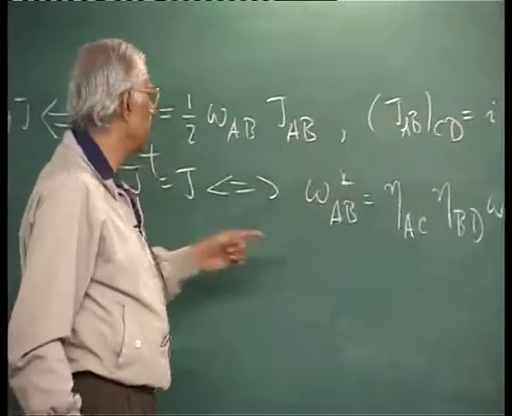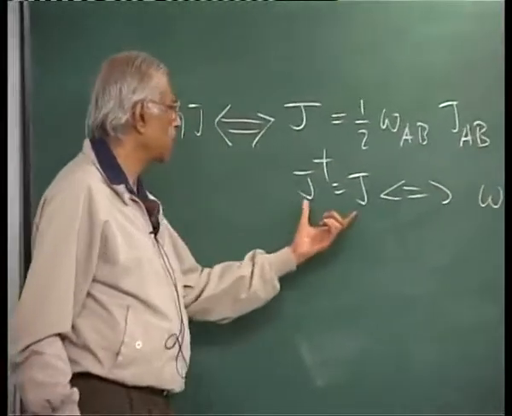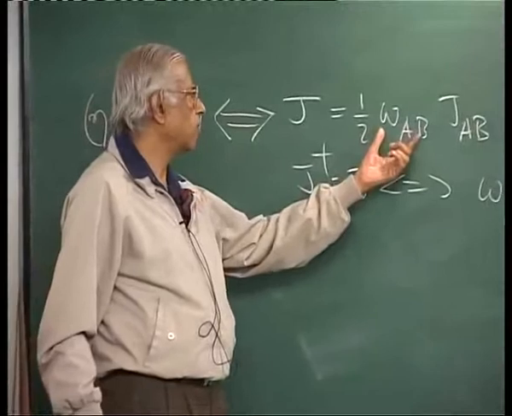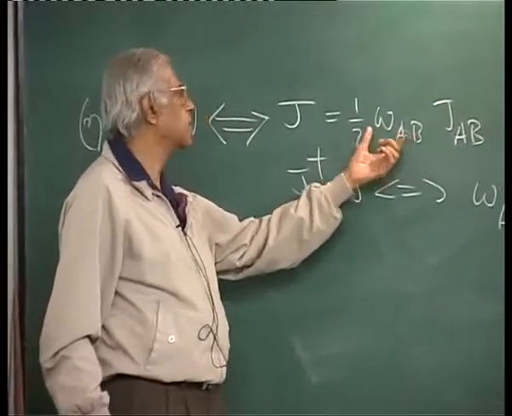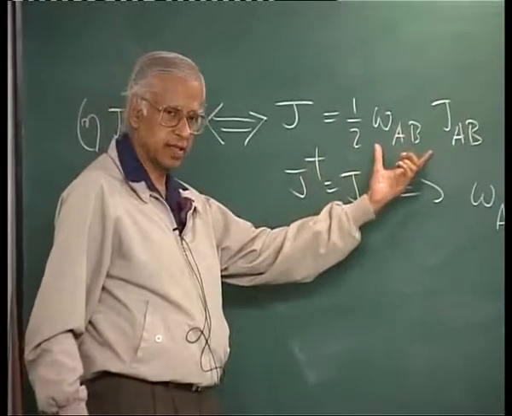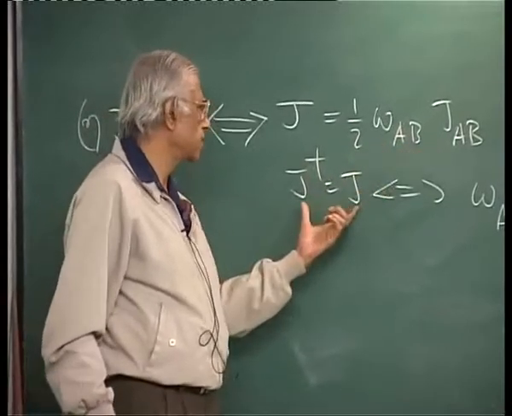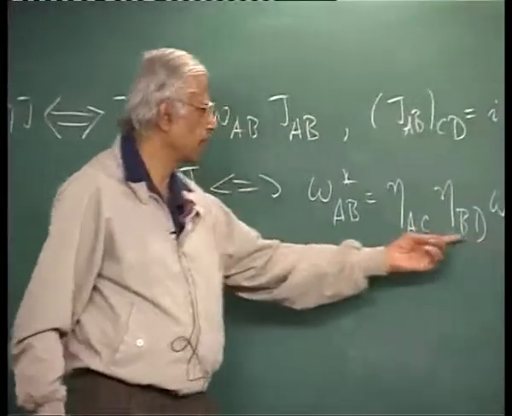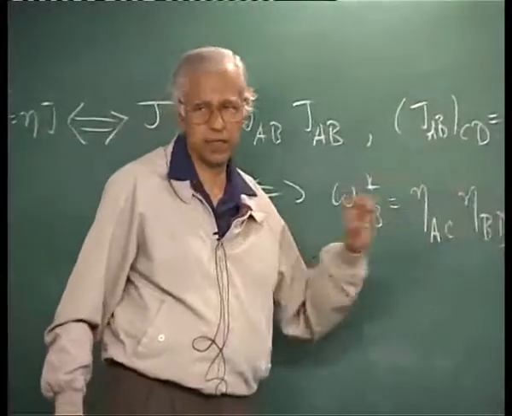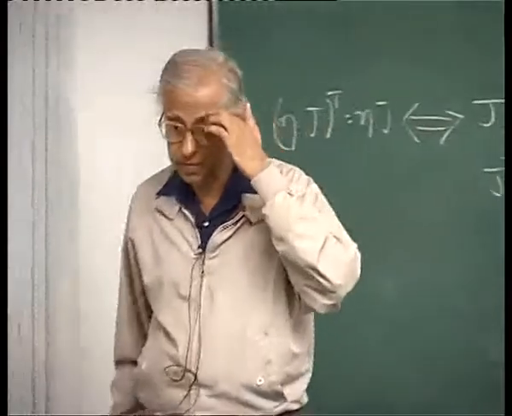Use that to now find out what behavior the omegas, the coefficients, should have under complex conjugation so that this combination is a Hermitian operator. So hermiticity of J says the omegas under complex conjugation must behave in this way. Okay.